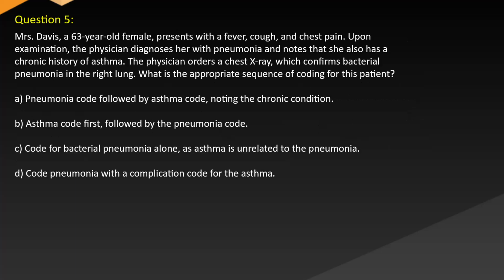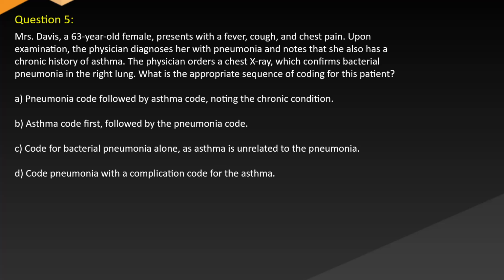Question 5. Mrs. Davis, a 63-year-old female, presents with a fever, cough, and chest pain. Upon examination, the physician diagnoses her with pneumonia and notes that she also has a chronic history of asthma. The physician orders a chest X-ray, which confirms bacterial pneumonia in the right lung. What is the appropriate sequence of coding for this patient?